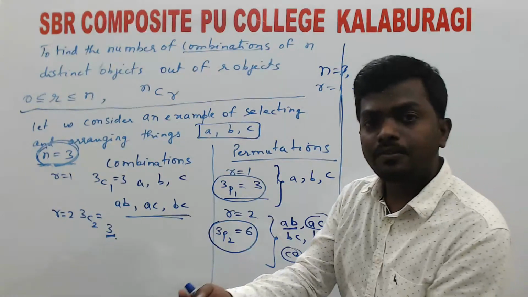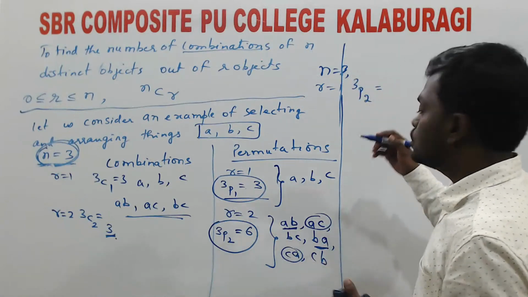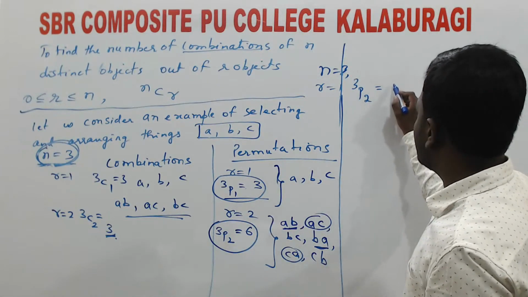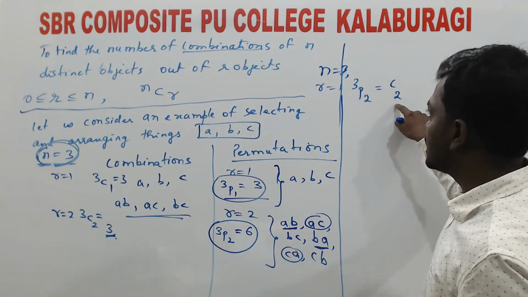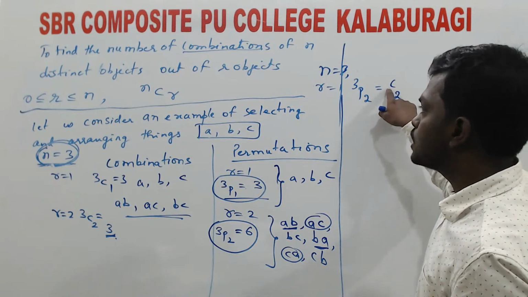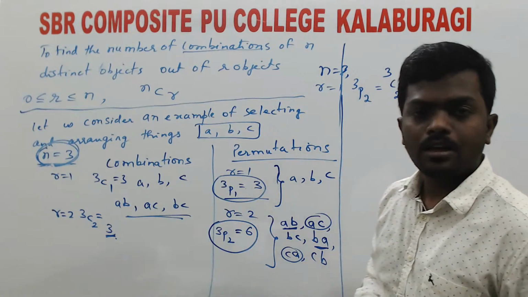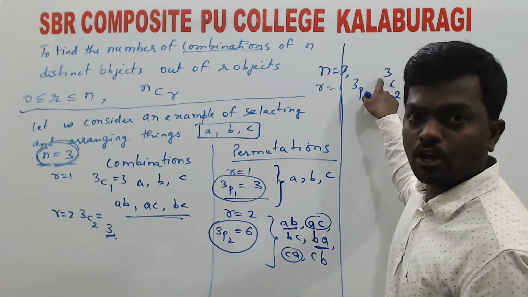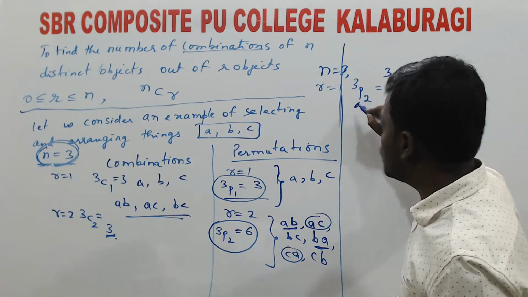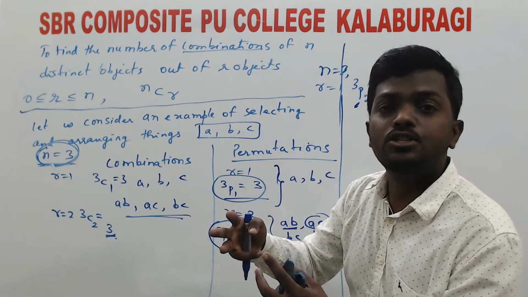So first you need to pick, or select, those things. What is that? You are selecting two things out of three objects, right? But we are talking about permutation, so the arrangement is not done yet.